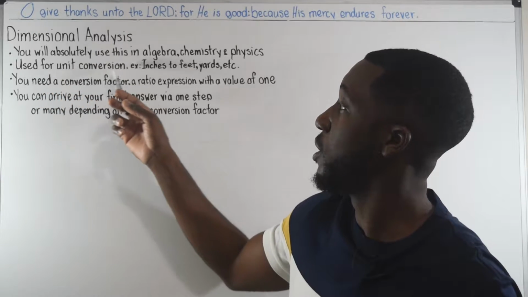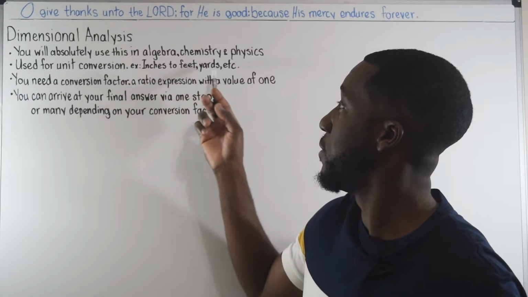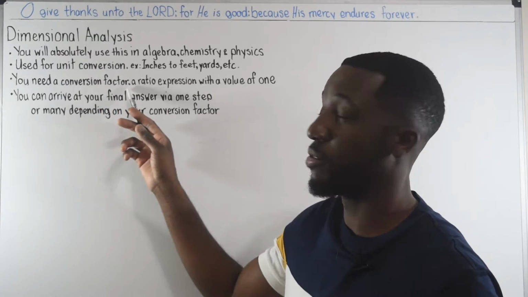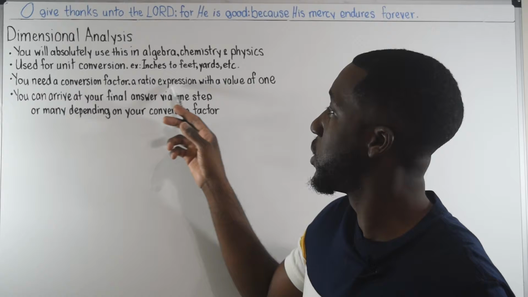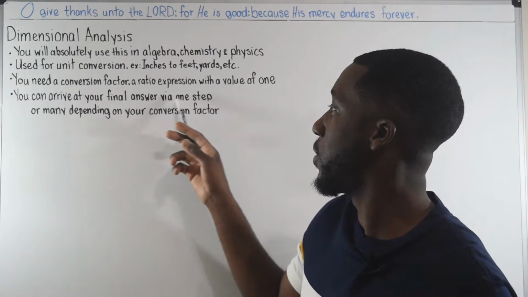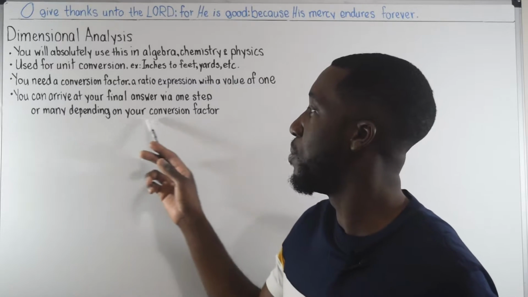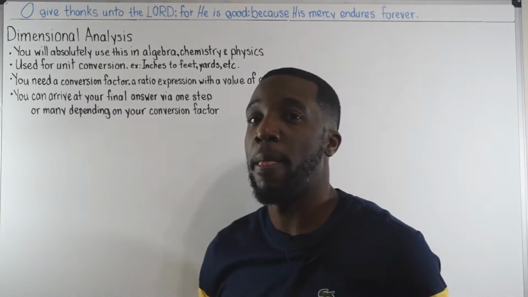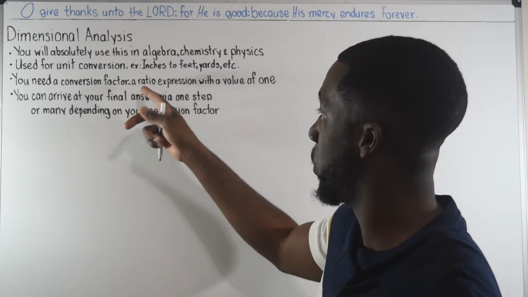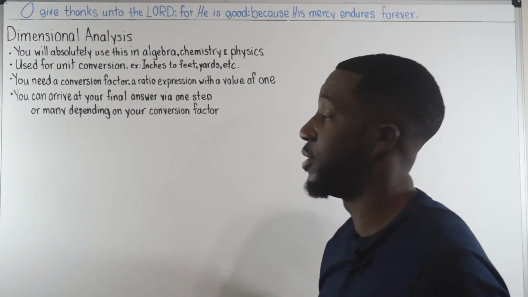It's used for unit conversion. Example, inches to feet, inches to yards, etc. You will need a conversion factor. A conversion factor is a ratio expression with a value of 1. And you can arrive at your final answer via one step or many, depending on your conversion factor. Now, what is a conversion factor? A conversion factor is a ratio expression with a value of 1.